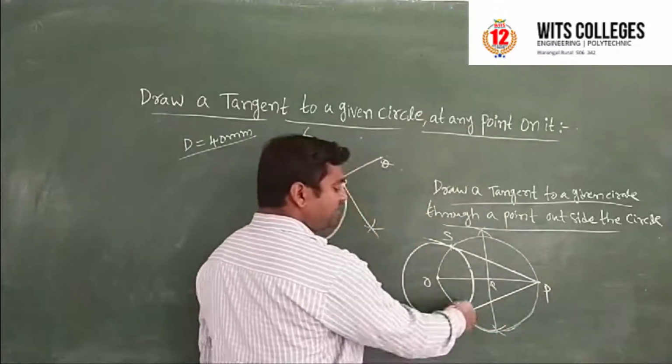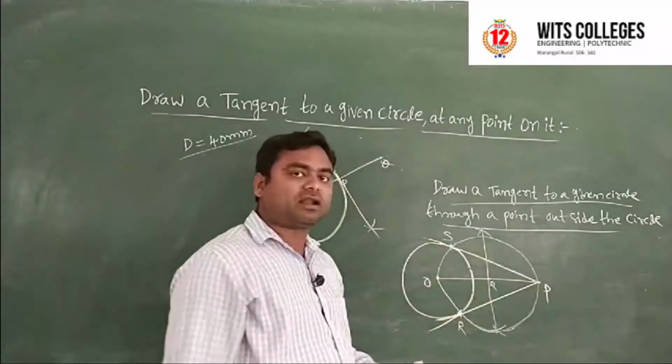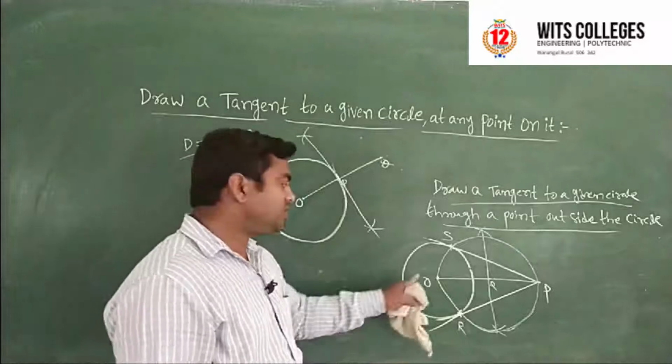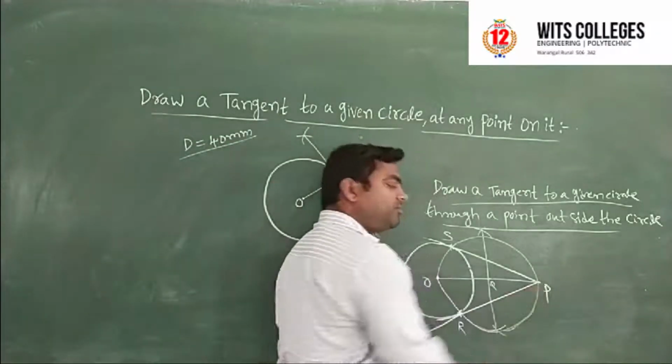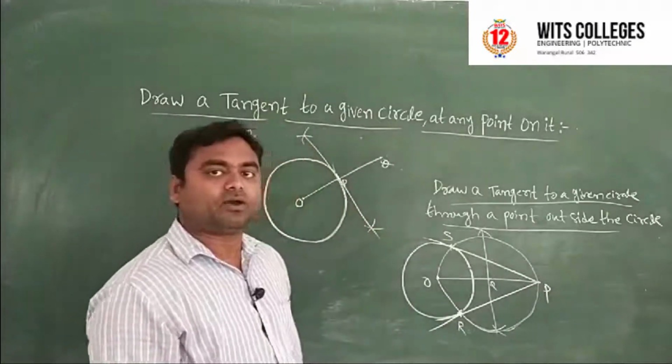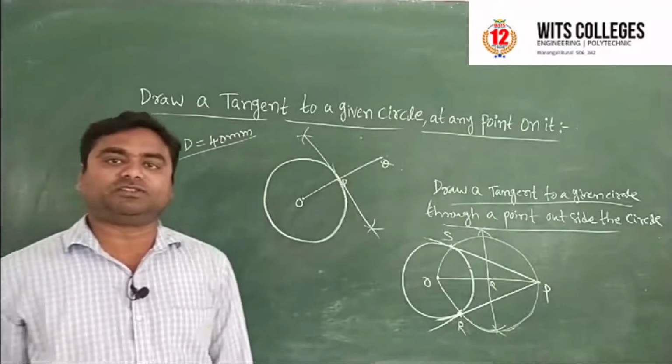So definitely it is going to be tangent. PR, PS are the tangents to the given circle and those are passing through the given point P. Okay, so this is the way you can draw the tangents to a given circle.